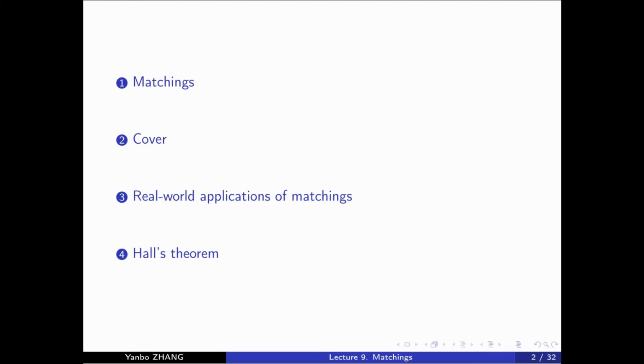A matching in a graph is a set of edges with no shared endpoints, and a cover of a graph is a set of vertices such that it contains at least one endpoint of every edge. The third part is about real-world applications of matchings. And the last part is Hall's theorem, which is an important theorem in graph theory.